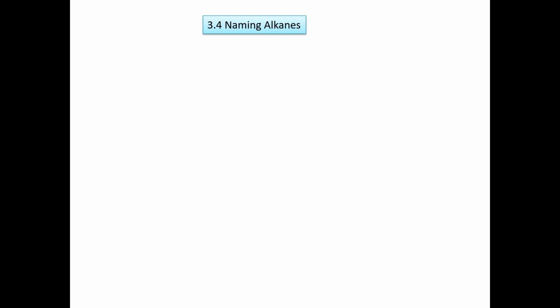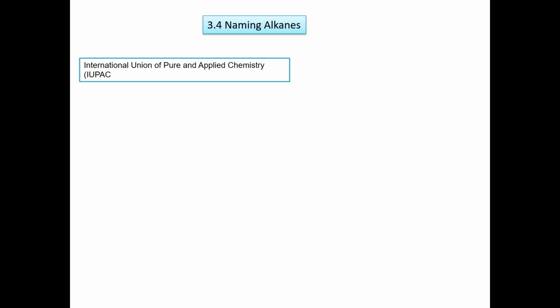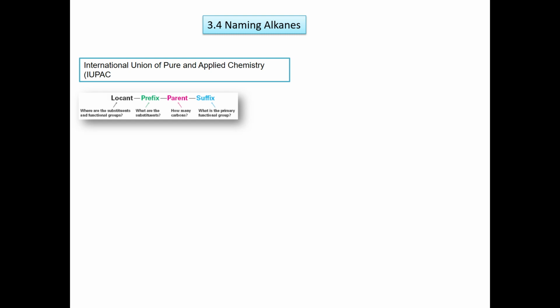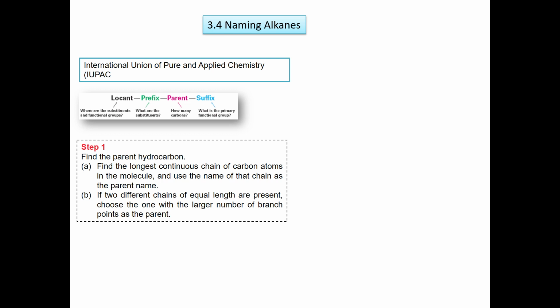How do we name the alkanes? Well, we have to apply the International Union of Pure and Applied Chemistry rules, the IUPAC. Basically, what we have is a locant: where are the substituents? A prefix: what are the substituents? A parent: what is the main chain? A suffix: what is the primary functional group? This is normally how it follows. And we will follow several very well-defined steps to find the name of the compound.